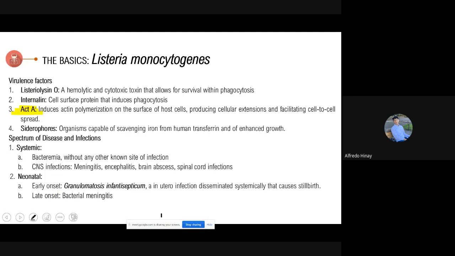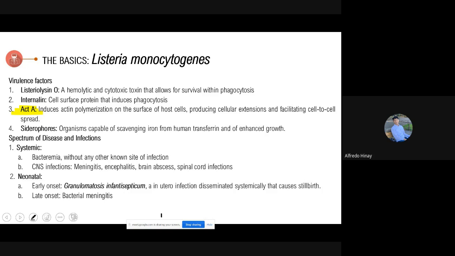Your Staphylococcus aureus is one of the most brilliant bacteria also. Your Streptococcus pyogenes also. We also have your siderophores, an organism capable of scavenging iron. Take note, class, that iron is essential for growth of the organism. So they hoard the iron of the body. Okay? And then from the human transferrin, for enhanced growth.